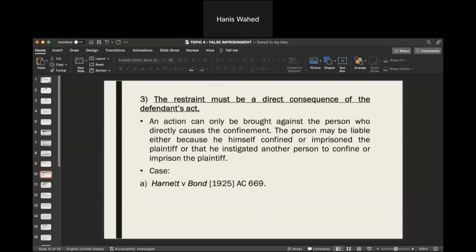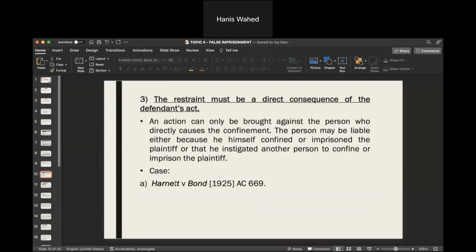Later, one doctor, the defendant, Dr. Bond, found out that the plaintiff was acting strangely, because he's a mental patient. So Dr. Bond detained the plaintiff for 3 hours, and then after the detainment for 3 hours, he was brought back to the asylum. So after that, the plaintiff brought an action against both doctors.